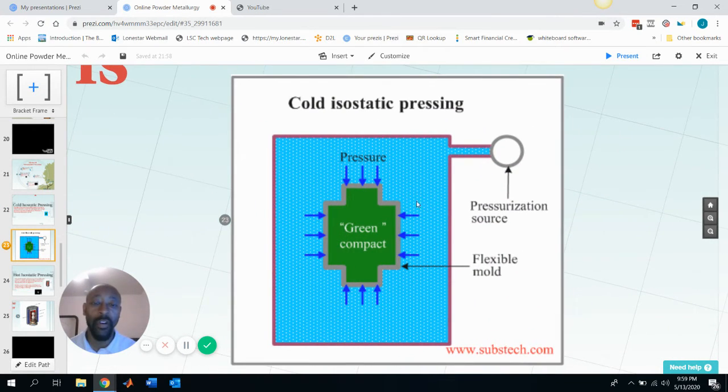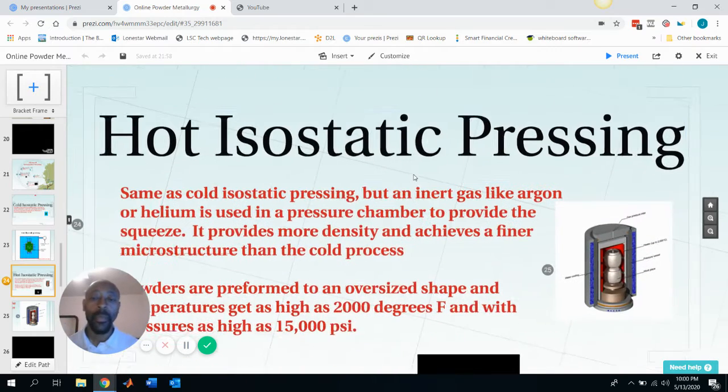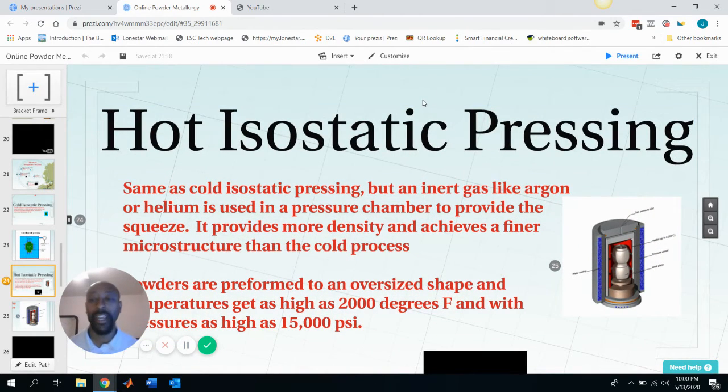As you pressurize it on all sides, it compresses that powder together on all sides with an equal amount of pressure. That's what the ISO means. ISO means the same. Isostatic means the same all the way around. And so this is called cold isostatic pressing. The reason why it's called cold isostatic pressing is because it's cold with respect to hot isostatic pressing, which we will talk about next. But this is done at room temperature, and it's done with either water or it's done with oil.